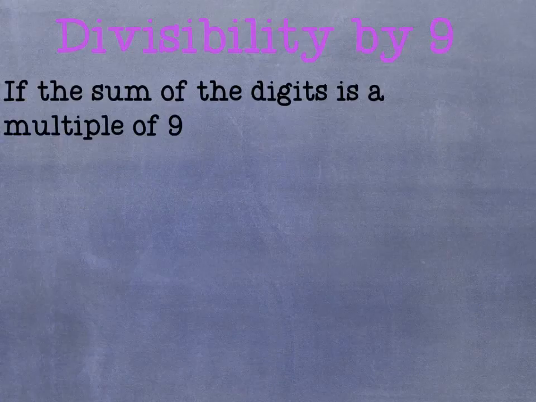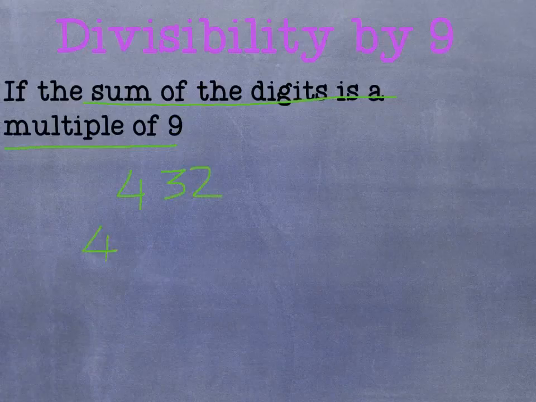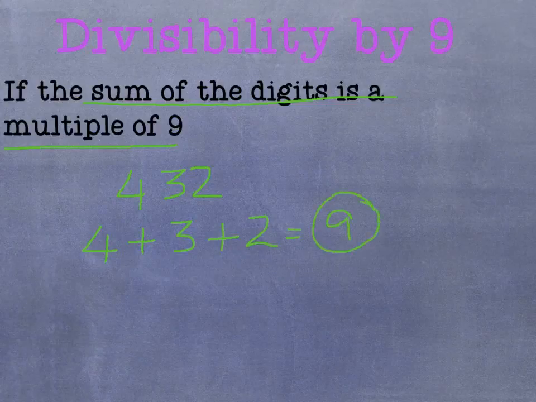Moving on, divisibility by 9. Now the divisibility by 9 is quite similar to divisibility by 3. Again we have to check if the sum of the digits is a multiple of 9. For example, I will take in this case 432. Add it up. Sum of the digits, 4 plus 3 plus 2. It is 9. Now we know 9 is a multiple of 9. 9 times 1 equal to 9. So therefore 432 is divisible by 9.